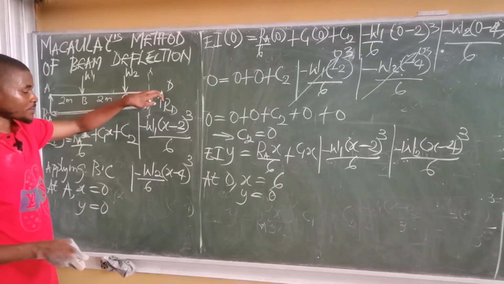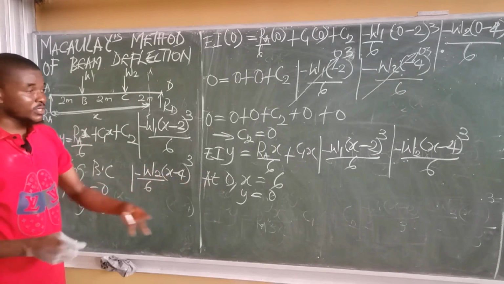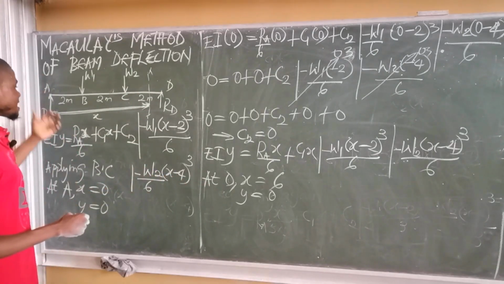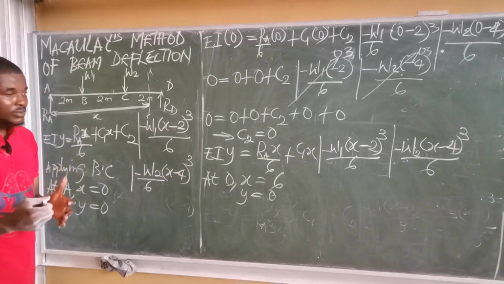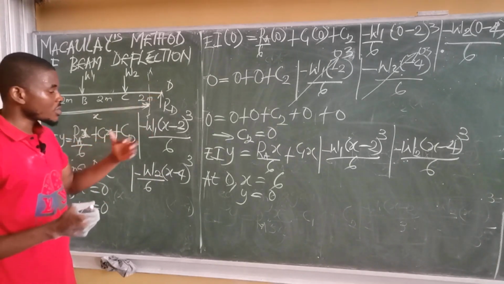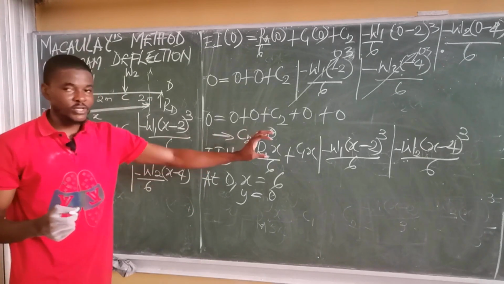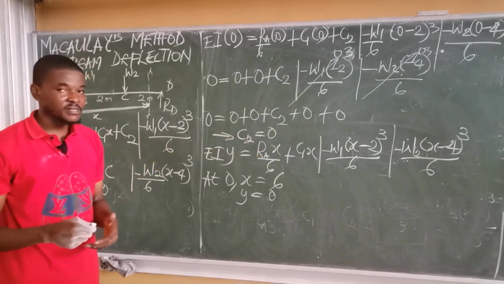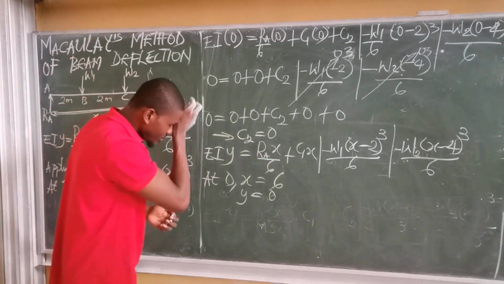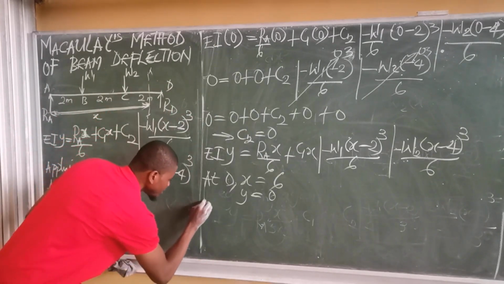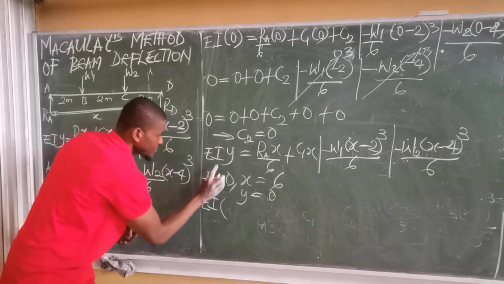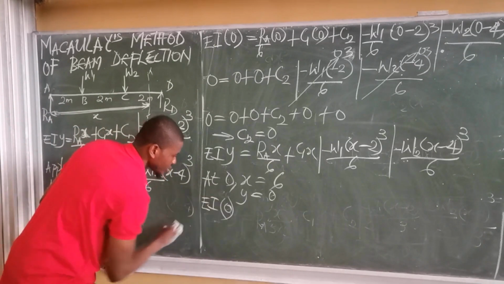Since there is no deflection about this point, it means y is equal to 0. Just like we said, at point A there is no deflection, so deflection at point A becomes 0. Same thing happens here at point D, y becomes 0. So we simply substitute these values into the equation to find the first constant. If we do that, we have EI, and in place of y here, I will simply put 0.